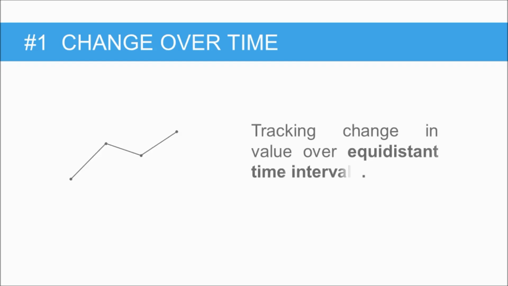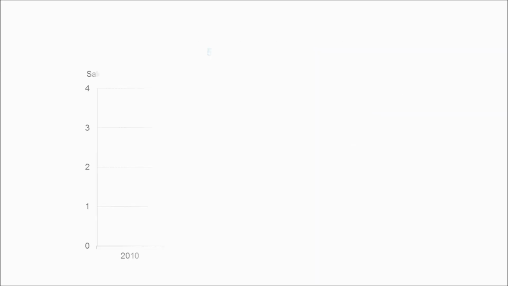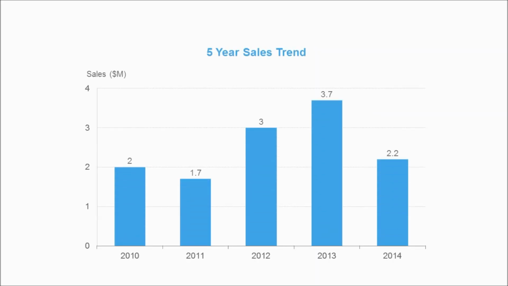First one is change over time. It is tracking a change in value. For instance, how the number of visitors is increasing on your web page, or how sales of a company have grown over the past 5 years.